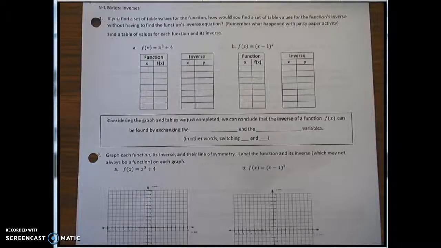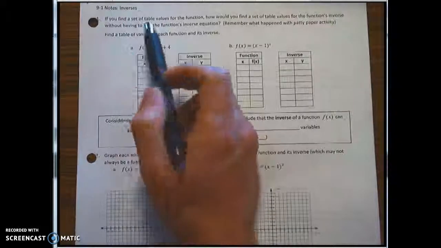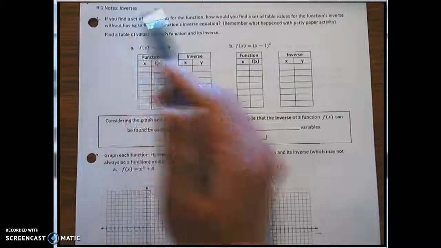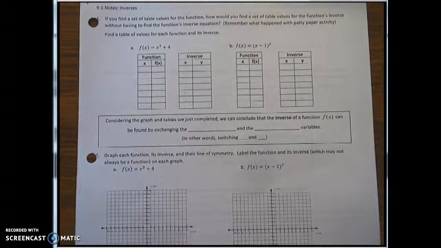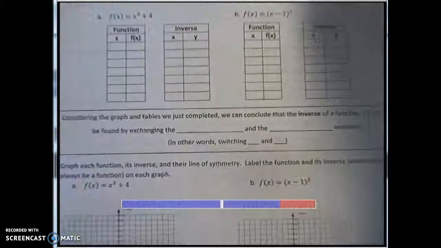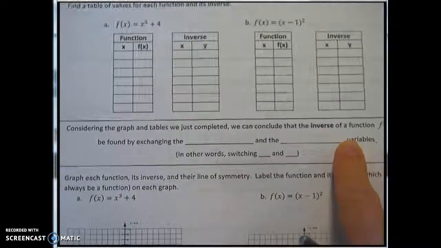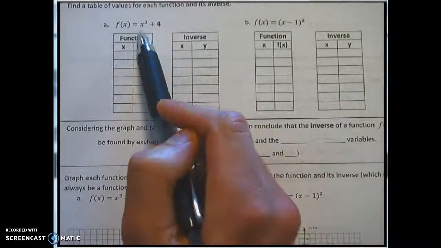This is Mr. Alexander, and I'm here to talk to you today about our notes over inverses, and hopefully by the end of these videos you will have three major takeaways, which I will address as we find them. First one here is we're trying to find the inverse of this cubic function x cubed plus 4.